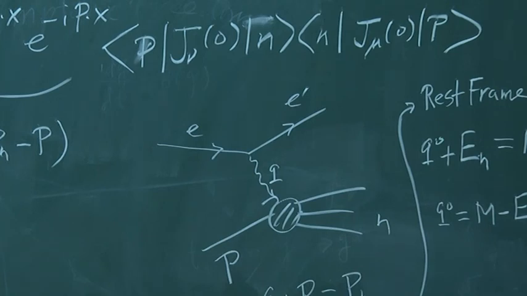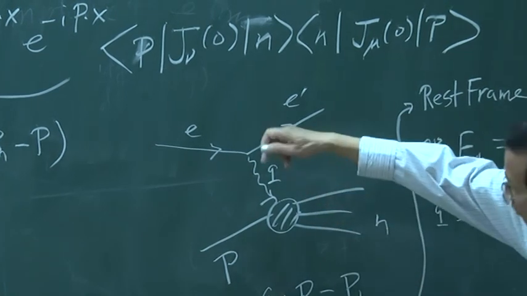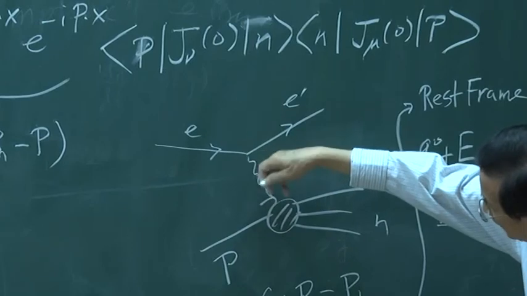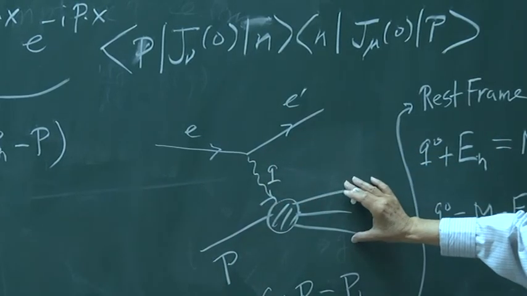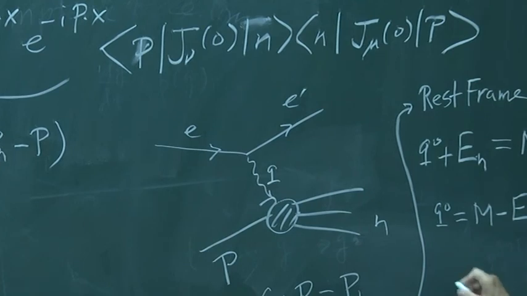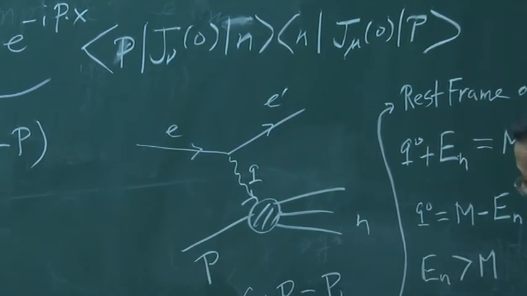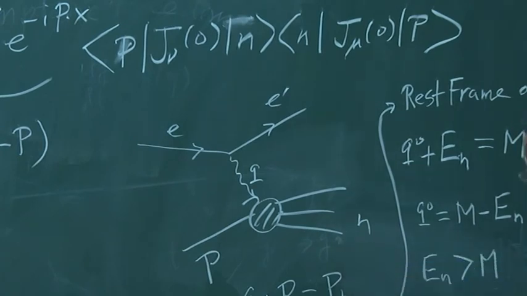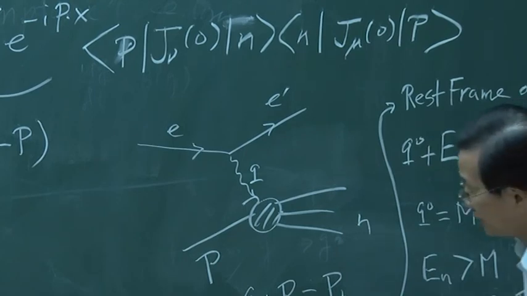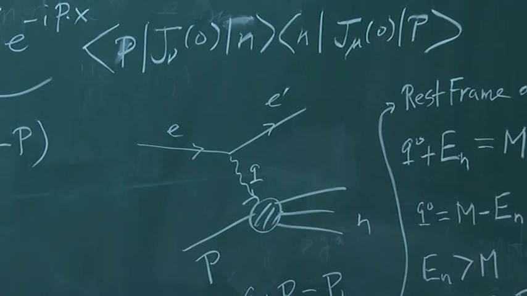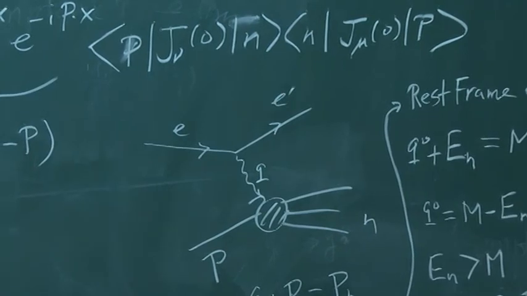And that cannot be satisfied because we know this energy transfer here will increase the energy of this state. So E_n is bigger than M. Okay? Because we know this. So this delta function, delta(q plus p_n minus p), is 0 because the argument cannot be satisfied. So I'm free to turn this product into a commutator.